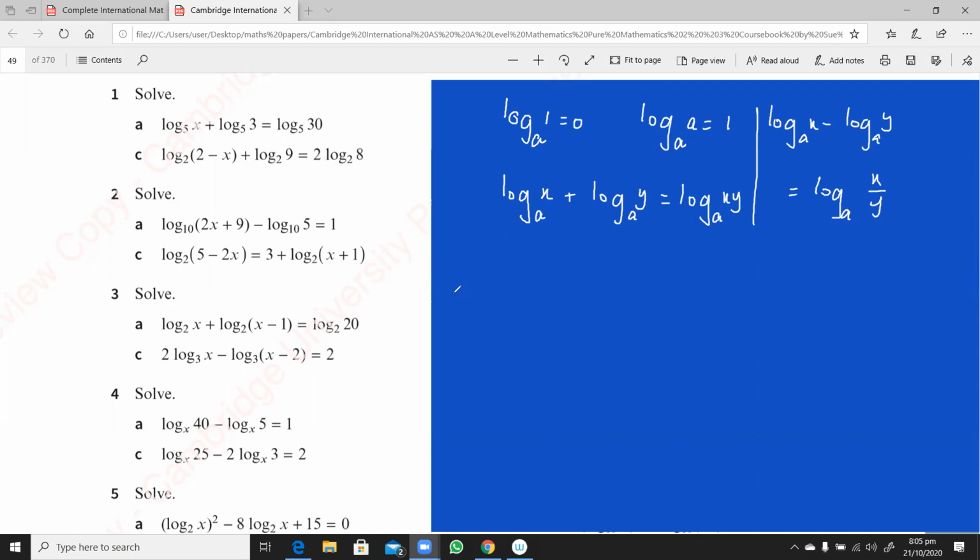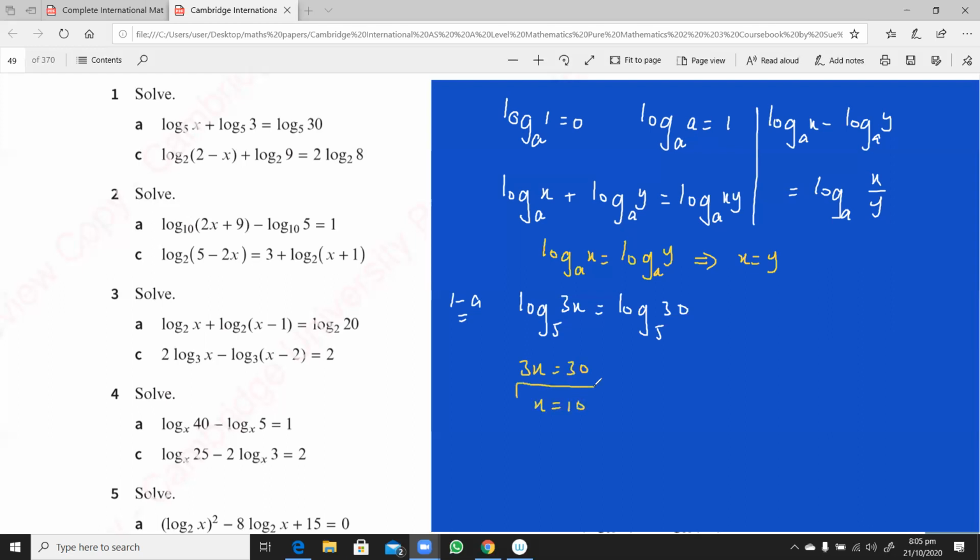Now, starting with question number 1a. You have log to the base 5 of x plus log to the base 5 of 3. So I can write it as log to the base 5 of 3x, and that is equal to log to the base 5 of 30. Now there is another rule: if log to the base a of x equals log to the base a of y, this implies that x is equal to y. Similarly, in this situation, you have 3x equal to 30, so x is equal to 10.